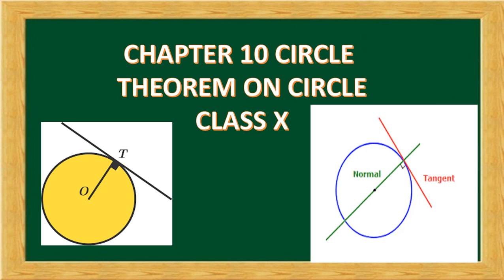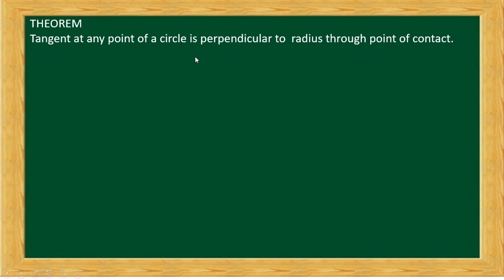Hello students, today's session is based on the theorem on circles that is related to the tangent to a circle, class 10th, chapter number 10, circles. So let's start the theorem, which says: tangent at any point of a circle is perpendicular to the radius through the point of contact.